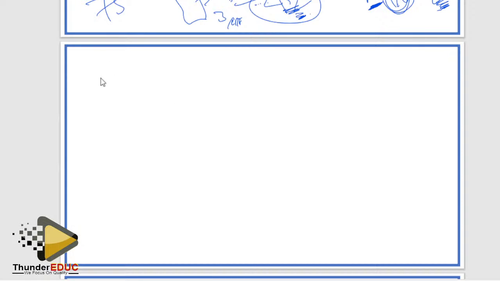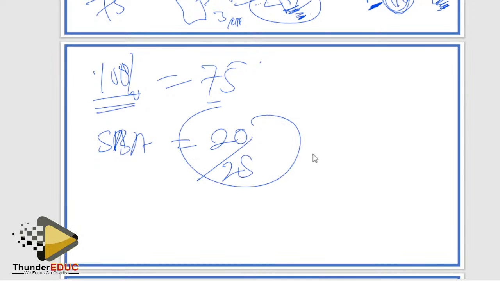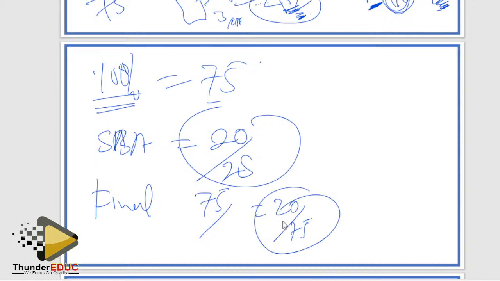For example, instead of writing out of 100, you write out of 75. You see? So what happens is, for example, you make the SBA, you get 20 out of 25. Yeah, very good. Thank you very much. Then final exam out of 75, you get 20 out of 75. They will say this is impossible. 20 out of 75, and then here 20 out of 25.